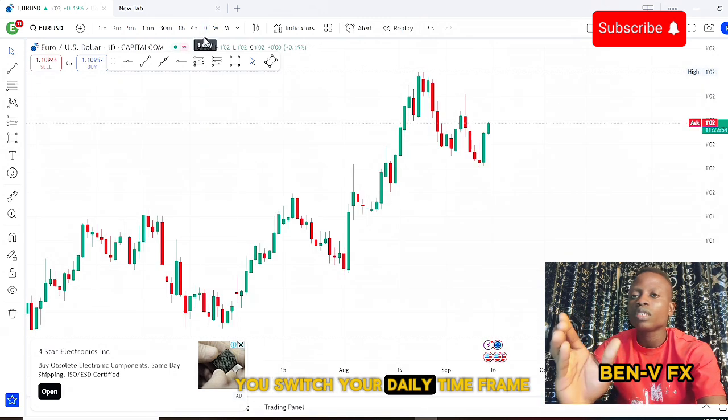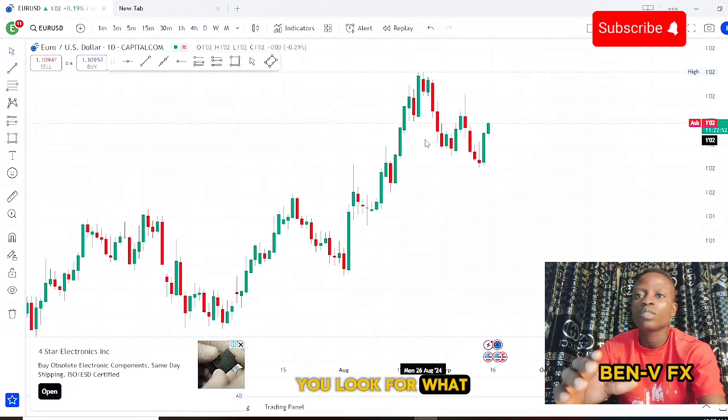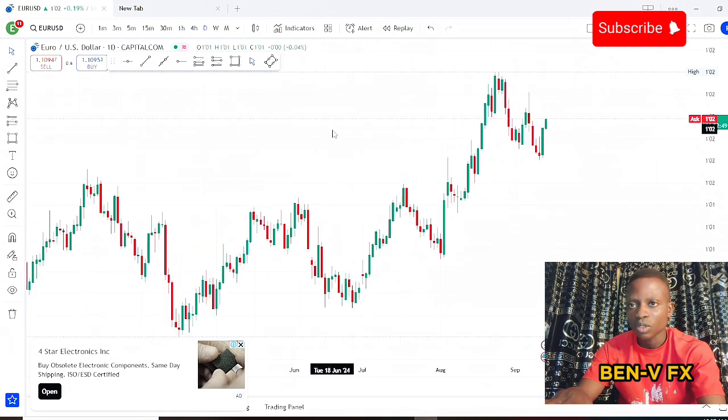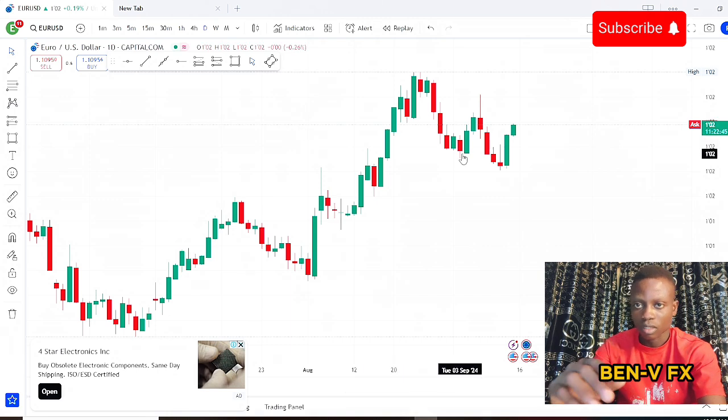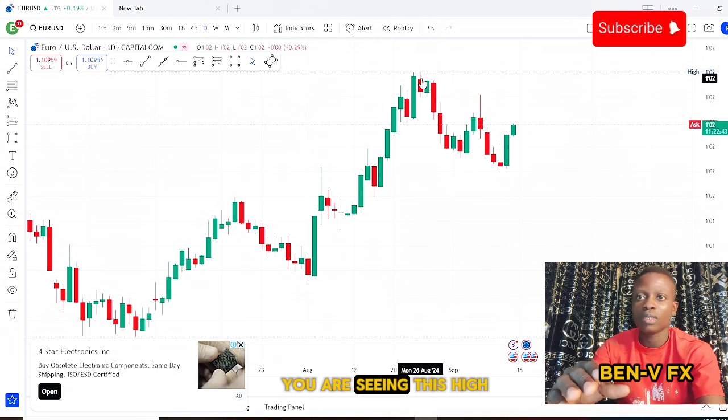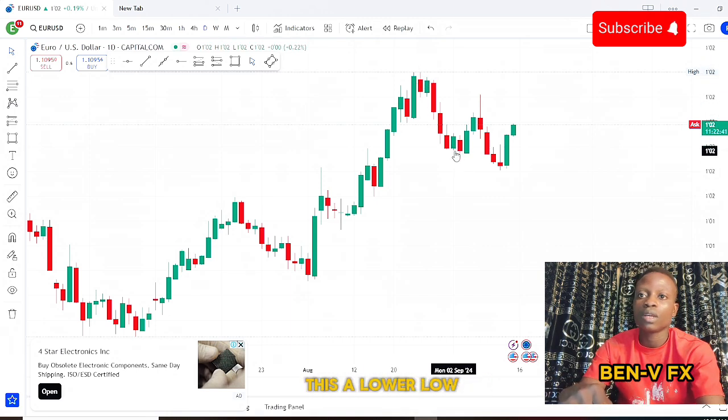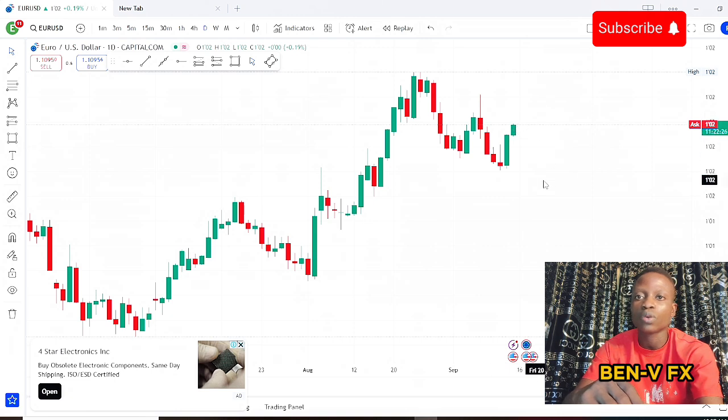If you switch to the daily time frame, you look for what the market is saying on the daily time frame. So you zoom in. What are you seeing? You are seeing this is a high, this is a lower low, this is a lower high, this is a lower low. Then we are heading up to create another lower high around this area. So the market is going to create another lower high around this area before we see another lower low. So the market is on a downtrend.